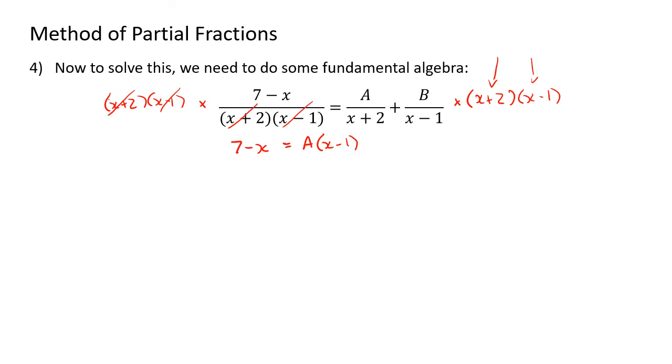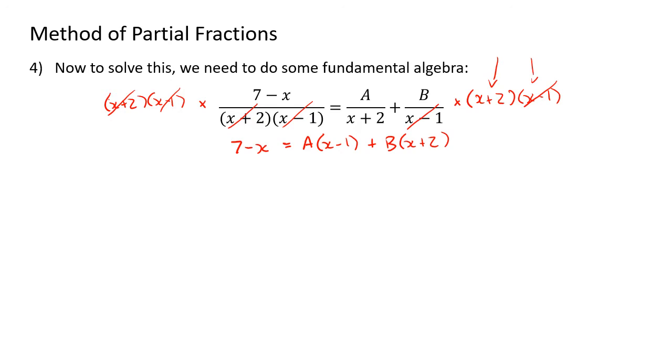For the b term, you'll notice it cancels the x minus 1, but not the x plus 2 term. So we have plus b times x plus 2. Okay? So the way we can approach this is, at this point we need to solve for a and b. We can do that by substituting in values of x, should we choose to.